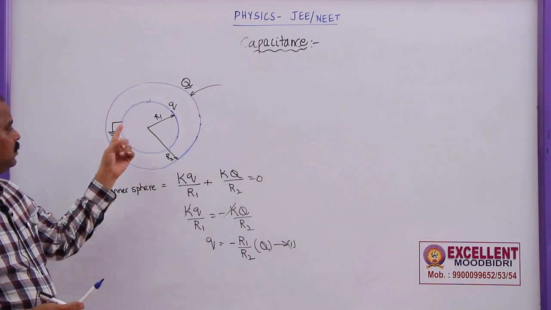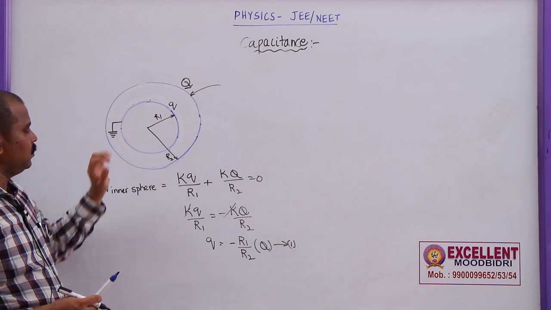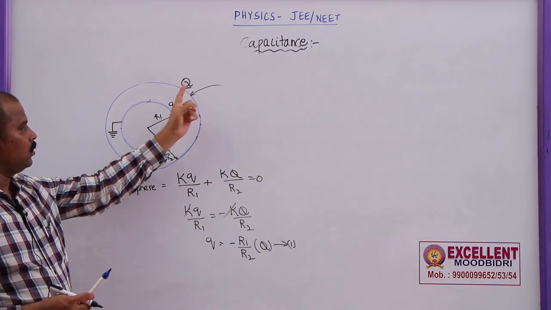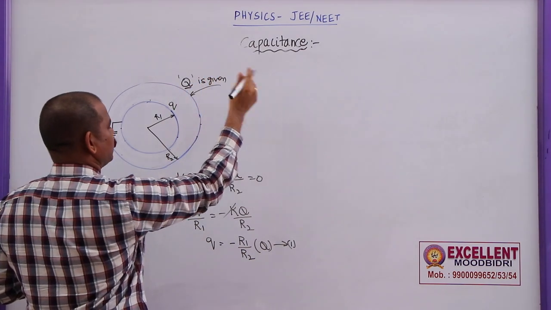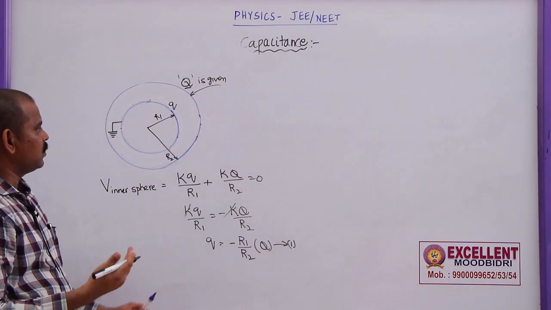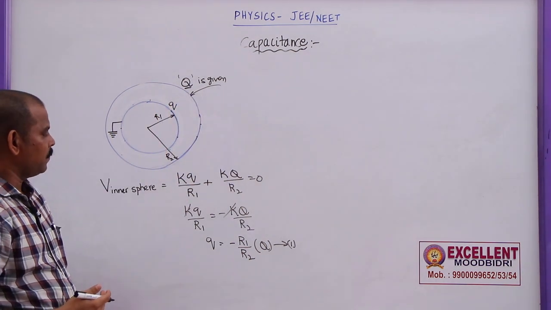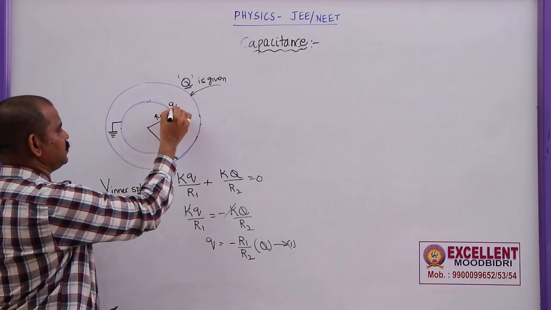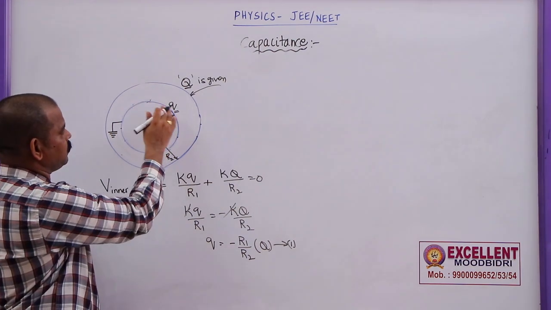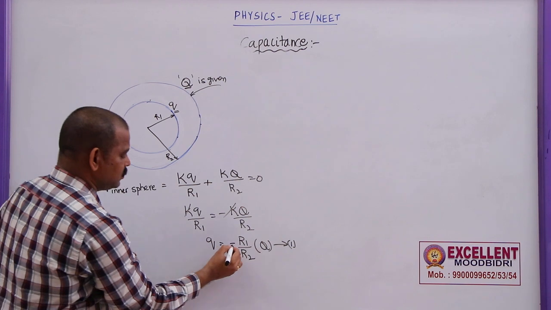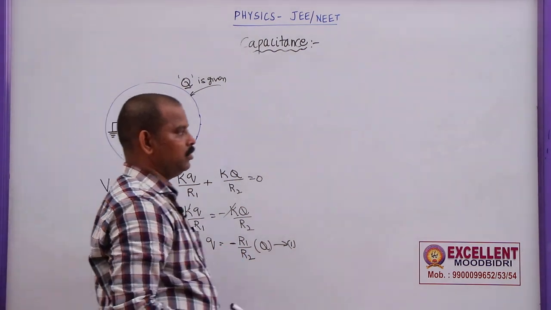So in this case, if the inner surface is earthed and the charge is given to the outer surface, here Q is given from somewhere, from infinite distance or whatever it be, it is given externally. Now the charge that is present on the outer surface of the inner sphere is this much: minus r1 by r2 into Q.